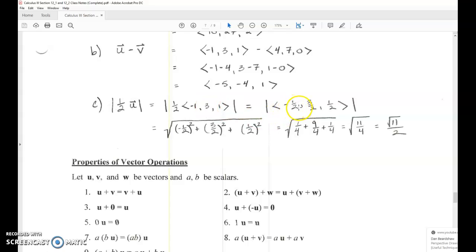First of all, I multiply each component by a half, so I get minus a half, 3 halves, and 1/2. And then to find the length of any vector, I square each component, add that up, and take the square root. So negative 1/2 squared plus 3 halves squared plus 1/2 squared. It gives me the square root of 11 fourths, which is the square root of 11 over 2.